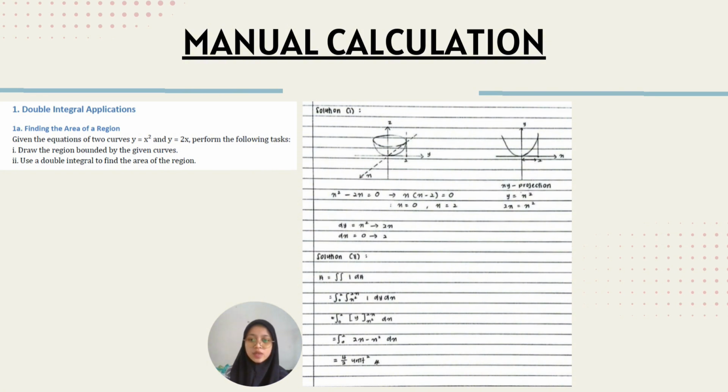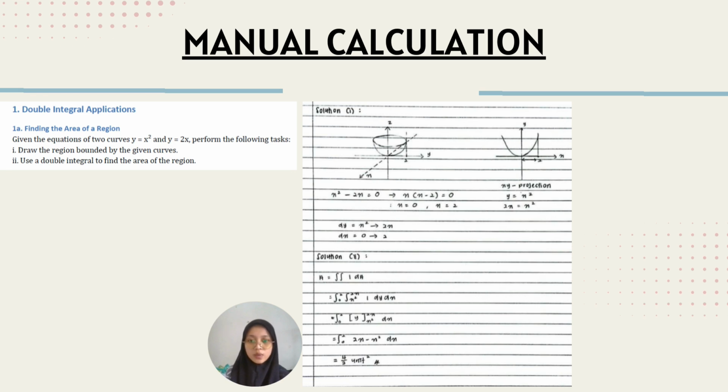CE2300005. Today I will present about project multivariable calculus for question number 1 about double integral application. For 1A, finding the area of a region. Given the equation of two curves y equal to x squared and y equal to 2x, perform the following tasks. For number 1, draw the region bounded by the given curves. And the second is use a double integral to find the area of the region.